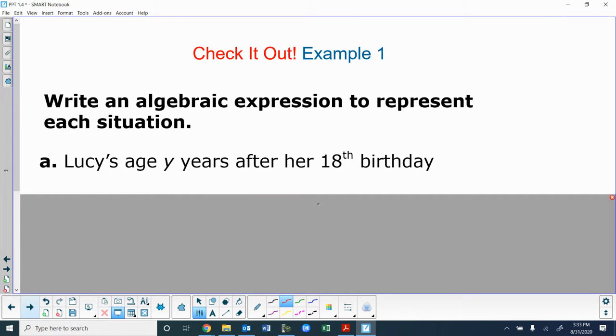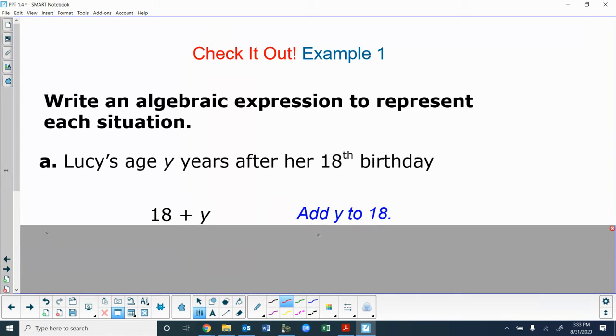Lucy's age, Y years after her 18th birthday. So after her 18th birthday, Y years after, you're adding on to it. So that would be 18 plus Y.